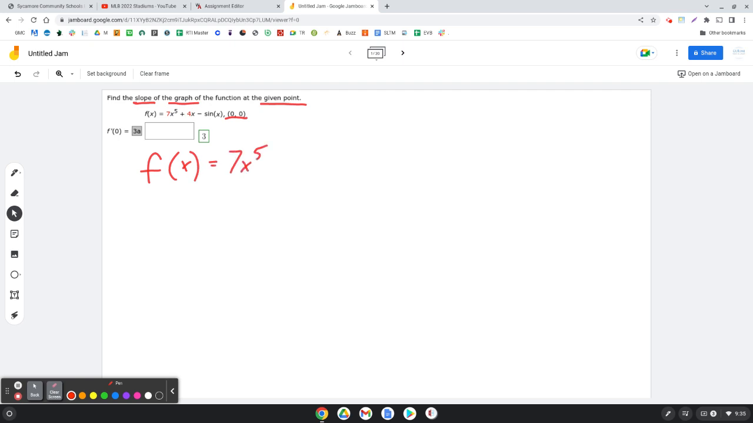This, by the way, is a really funky equation. Rarely do you see polynomials with trig, okay? Or exponential functions with trig. So here we go. To take the derivative. Do you know how to take the derivative of 7x to the fifth? 35x to the what?